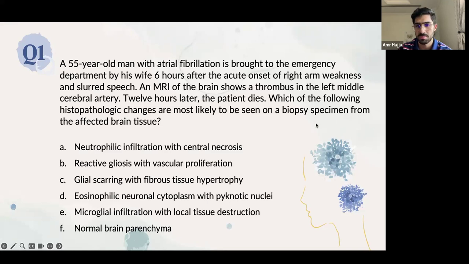If you want to answer by unmuting and answering, feel free to do this, or if you want to just type in the chat, it's fine. And if you don't want to answer, it's fine, I can answer it. So let's just wait for a few seconds. Okay. I'll go ahead and answer it. So the answer here is D. It's eosinophilic neuronal cytoplasm with pyknotic nuclei. Now I'll move on to the second question and then I'm going to explain the answer.